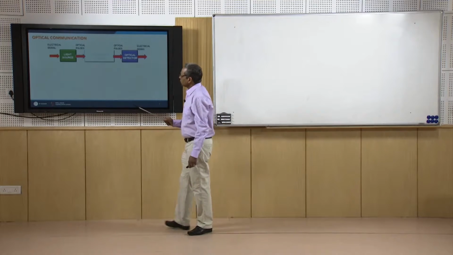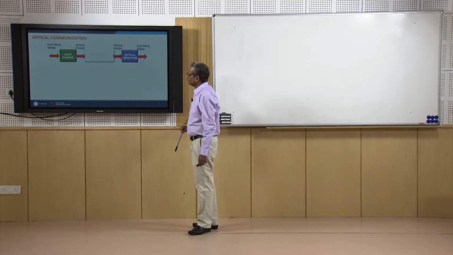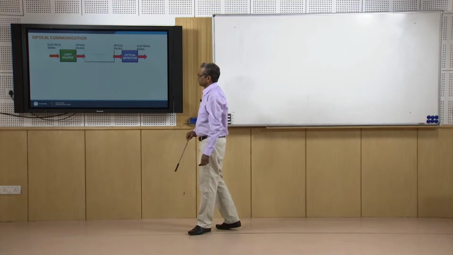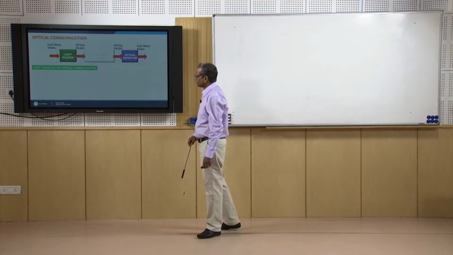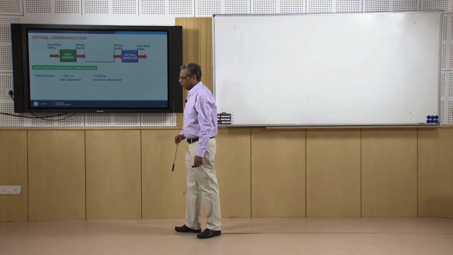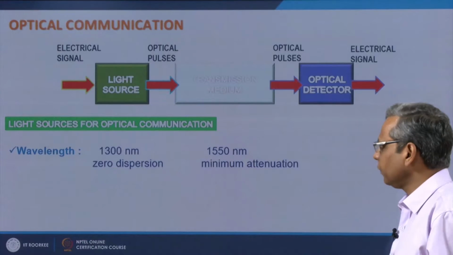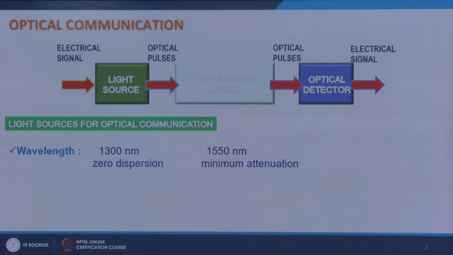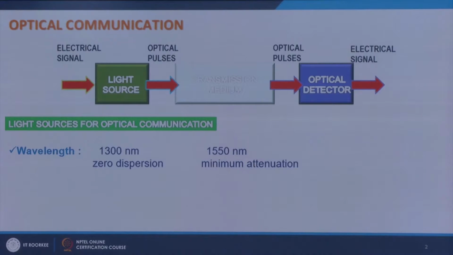So, in the next few lectures we are going to look into light sources for optical communication and optical detectors. Let us look at light sources. What are the requirements? Optical communication is primarily done at two wavelengths: the 1300 nanometer wavelength, which is the zero dispersion wavelength, and the 1550 nanometer wavelength, which is the minimum attenuation wavelength. So, our sources should be able to give me either of these wavelengths.